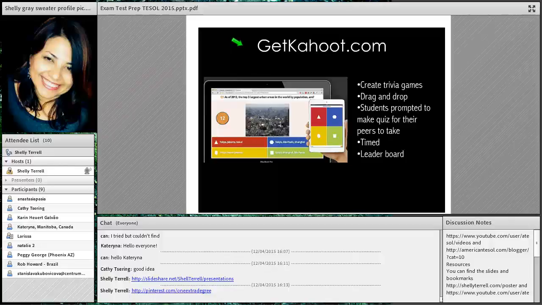But the great thing about Get Kahoot is it also gets your students to make their own quizzes, and then they can test their peers as well with the information they need to know.